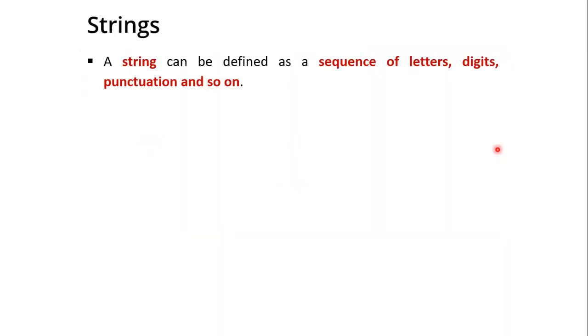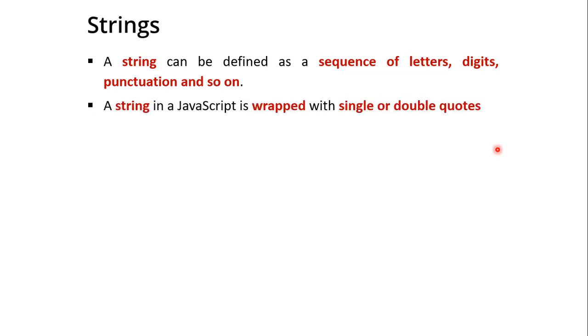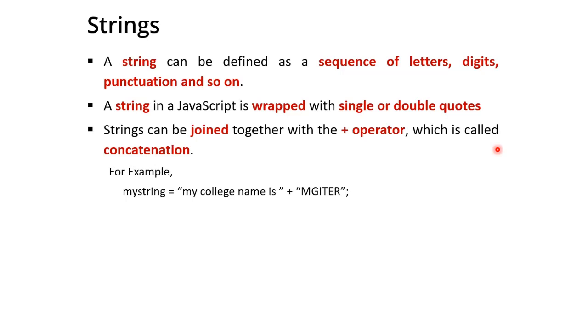Strings. A string can be defined as a sequence of letters, digits, or punctuation and so on. A string in JavaScript is wrapped with single or double quotes. Strings can be joined together with the plus operator, which is called concatenation. For example, myString is equal to, in double quotes, "My college name is", then I use plus, double quotes "mjeter", so it will concatenate two strings: My college name is mjeter.